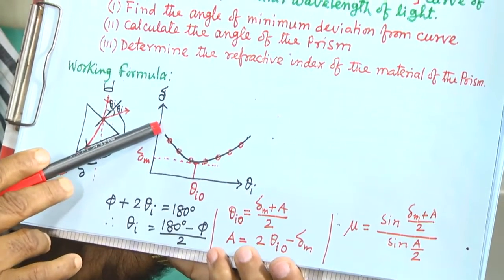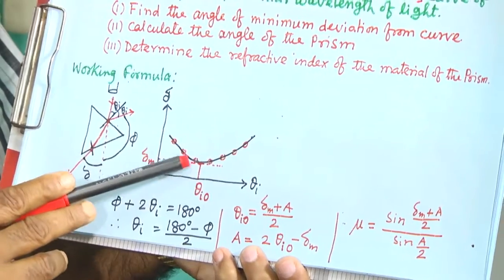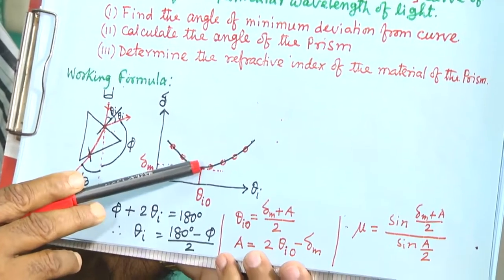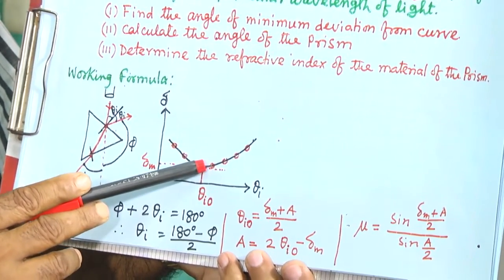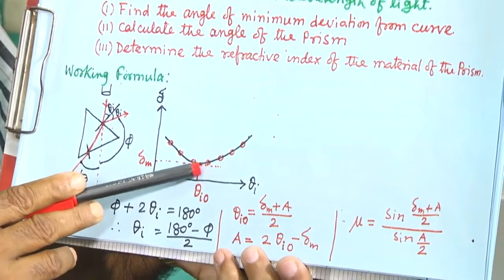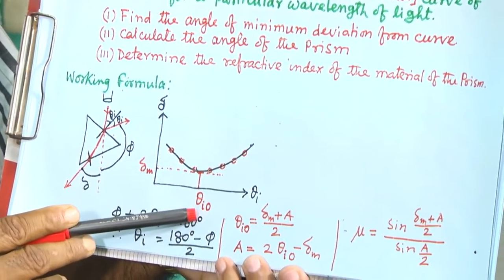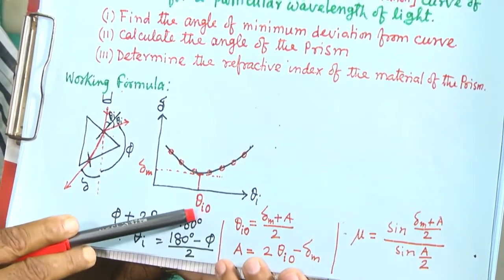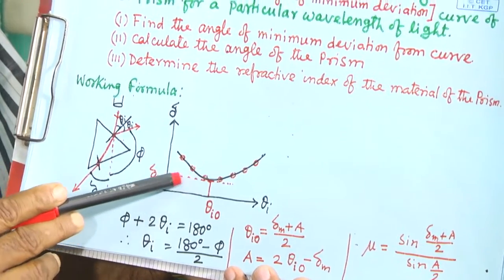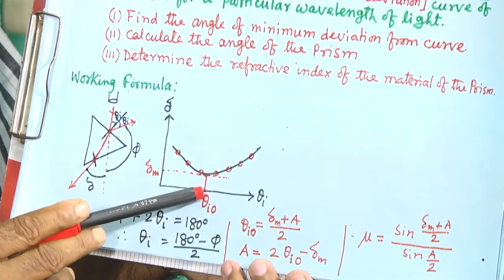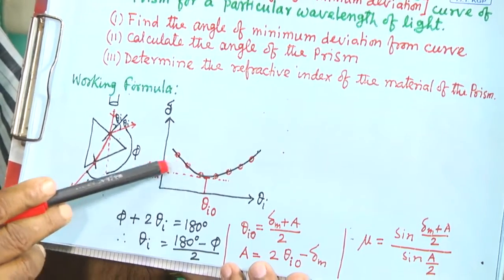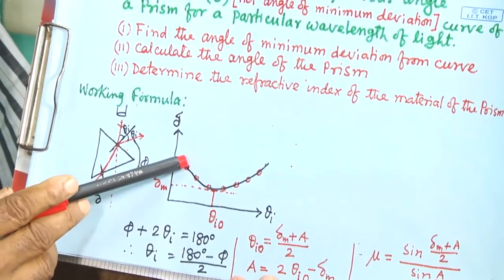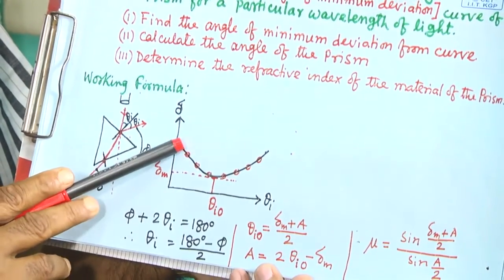So, obviously you can see this deviation is minimum at this point. So, this corresponding angle is here, theta I 0, I have written. So, for this incident angle, this is the minimum deviation. Now, if you increase the angle, the deviation increases. If you decrease the angle, the deviation also increases.